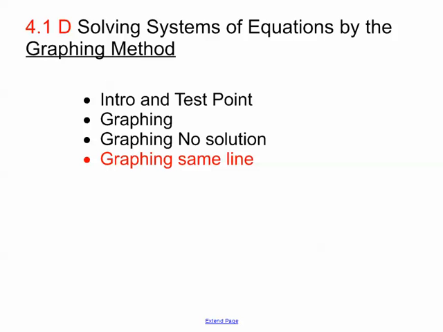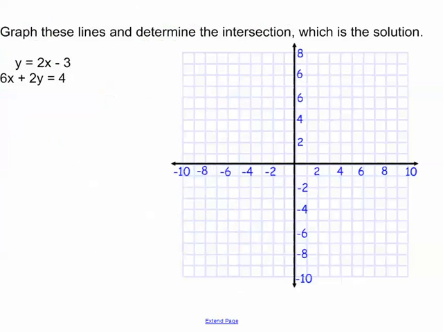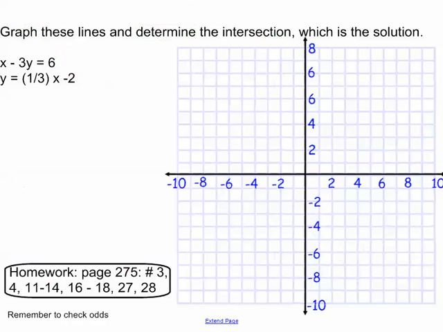C was graphing no solution. B was simply graphing to get a point. And 4.1A was the introduction and confirming that we had a test point. So let's go up here to our next system of equations, I think this one here. Graph these lines and determine the intersection, which is the solution.